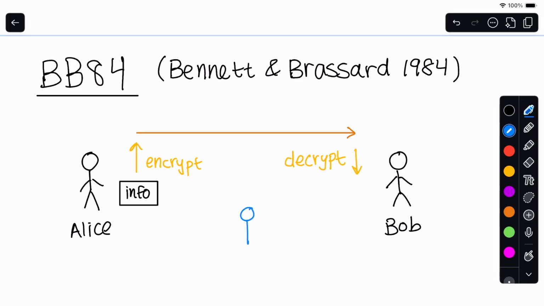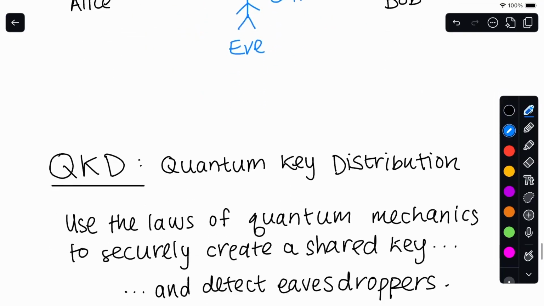But what happens if there's some other person, who we'll call Eve, who somehow has their shared key? Somehow she knows it. Then if she intercepts the information, she can just use the key to decrypt the data, and then she'll have stolen the information. So the question is, how can we create a shared key such that we can be certain that nobody else knows it? And this is quantum key distribution.